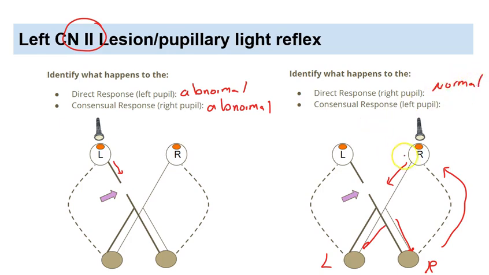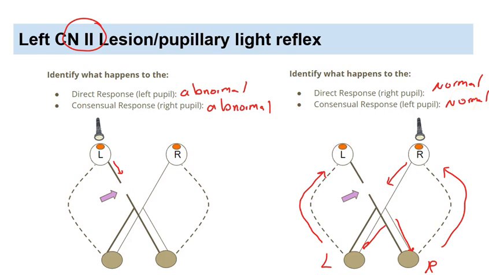direct response, but for the consensual, because again, this cranial nerve number 2 does not have any problem sending these sensory signals to the left brain, right? So it means the left side of the brain is going to receive all of this information, and through the cranial nerve number 3 is going to give the result. So then we're going to see the normal consensual response.